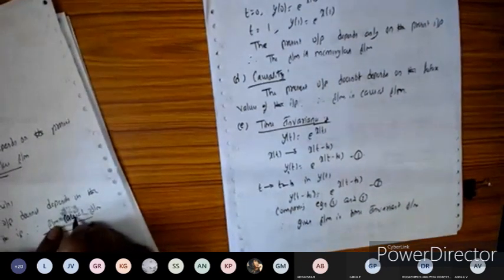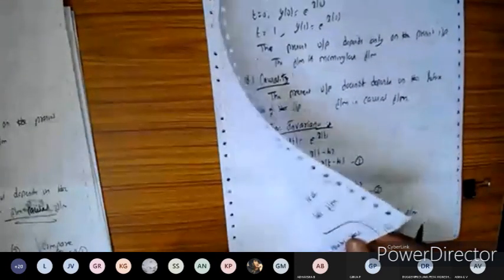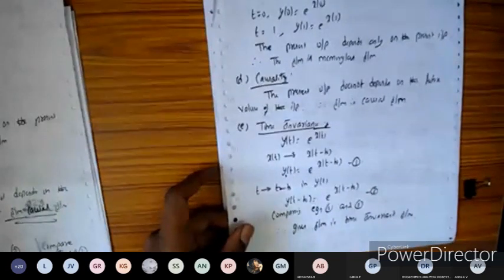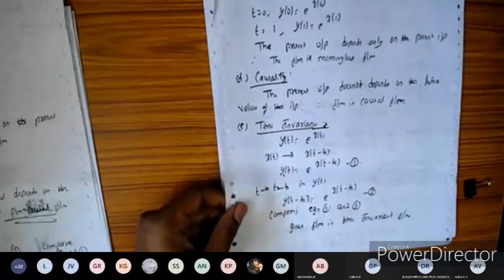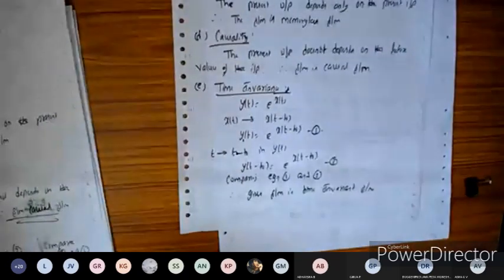Any doubts? I think you got some idea how to find out the properties of the system. Right. Done. I think everyone has taken it. Yes, sir. Yeah. So let us go for the next problem.